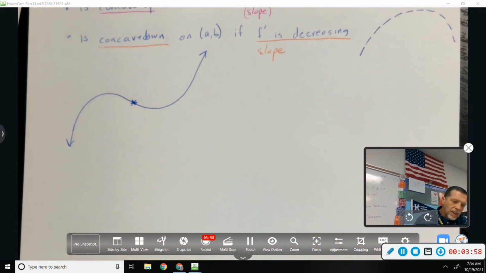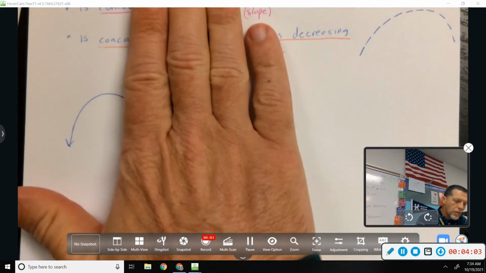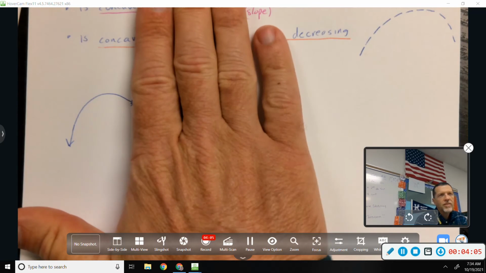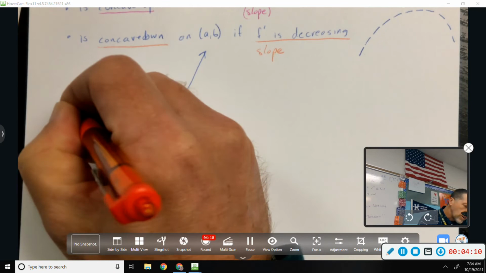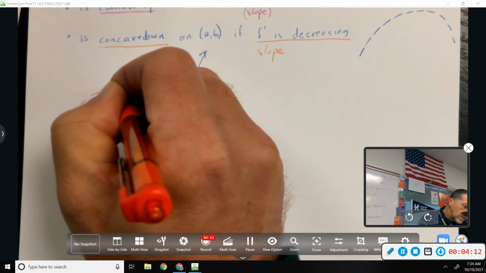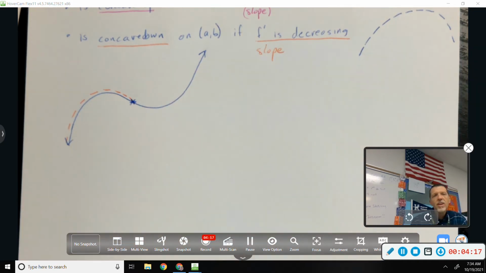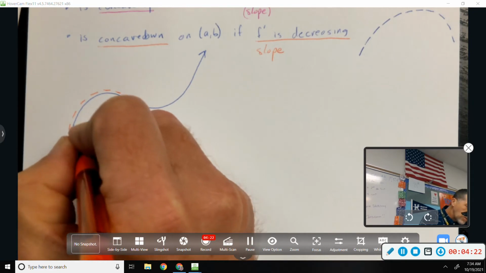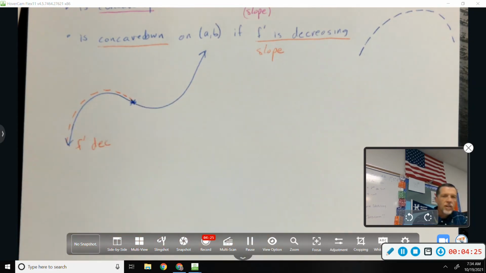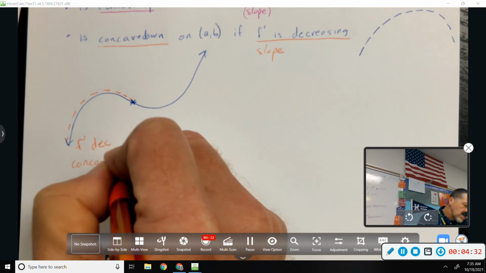So let's see. This part on the left, up until that star, is that concave up or concave down? Concave down. The slopes are decreasing. They start out really positive, they get less and less and less. Eventually the slope goes negative. So that's concave down. In fact, we could say all of those things. F prime is decreasing. Right, the slopes are getting less, which means it's concave down.